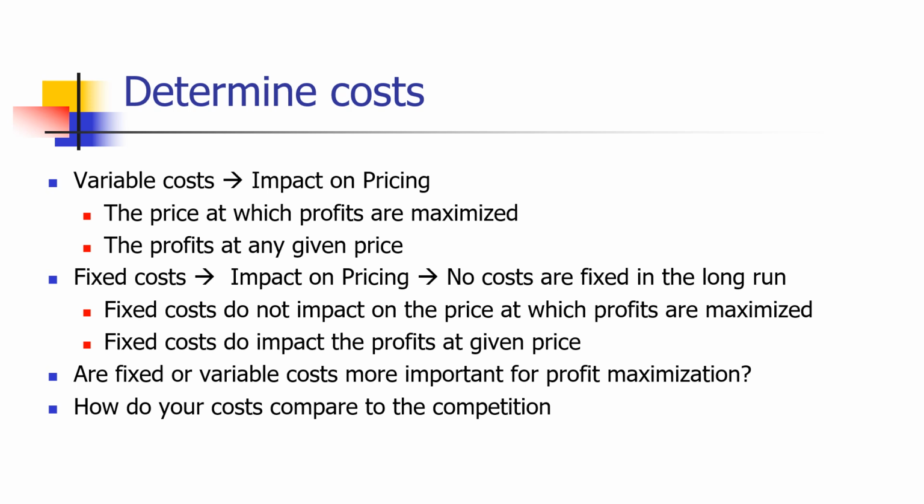So are fixed costs or variable costs more important for profit maximization? The answer is, of course, they're both important, but variable costs actually influence the price at which profits are maximized. Another thing you need to understand, if you're looking at your costs, is how your costs compare to the competition's costs. Because if your costs are higher than the competition's, it limits some of your competitive moves going forward. Once again, the company with the lowest costs is the company that can charge the lowest price in a price war.